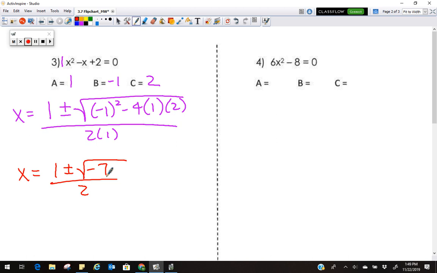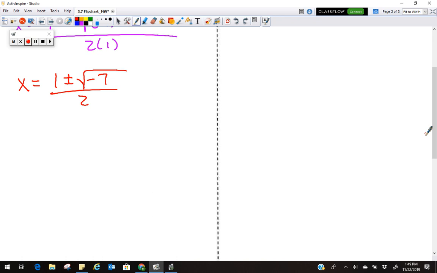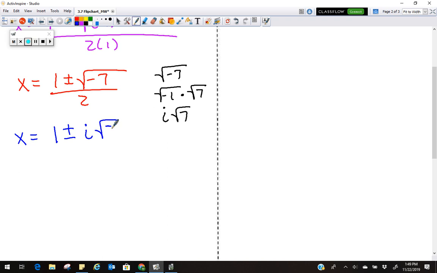Alright, so let's think about this a minute. What does it mean when you have a negative under the square root? The square root of -7, if you remember, is the square root of -1 times the square root of 7. So that's i times the square root of 7. That's about all we can do with that. So x equals 1 plus or minus i times the square root of 7 divided by 2.